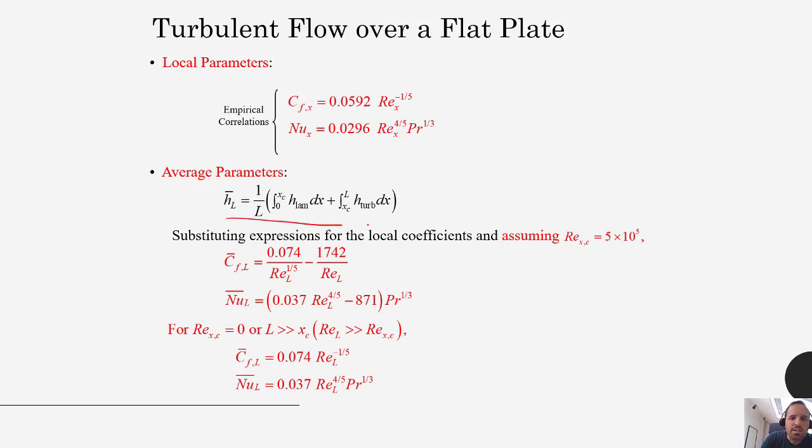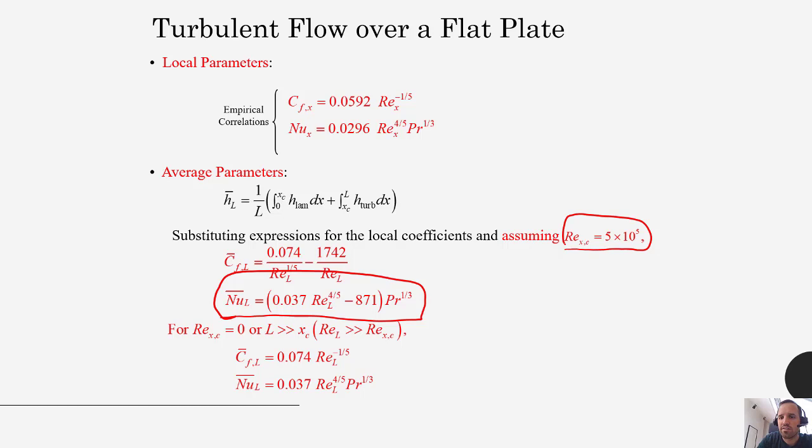So as you do this integration over a normal set of circumstances, you would come away with an average Nusselt number correlation looking like this. This is assuming that your critical Reynolds number is 5 times 10 to the fifth, meaning that there's nothing disrupting your flow prior to you reaching this Reynolds number as a function of x. So assuming this number, that gives us this 871 parameter.